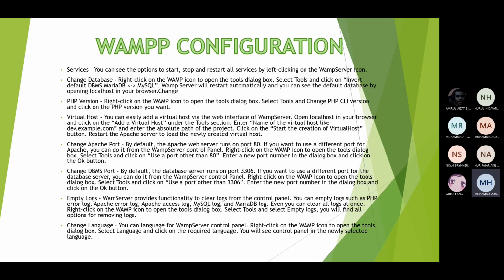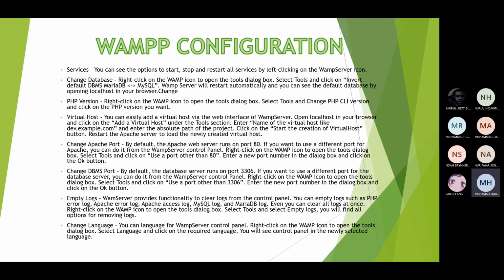Virtual host: you can easily add a virtual host via the web interface of the web server. Open your localhost in your browser and click on add virtual host. Change the Apache port: by default, the Apache web server runs on port 80. If you want to use a different port for Apache, you can do it from the web server control panel. Right click on the icon, open the tools and click use a port other than 80. Enter your new port number in the dialog and then press OK.